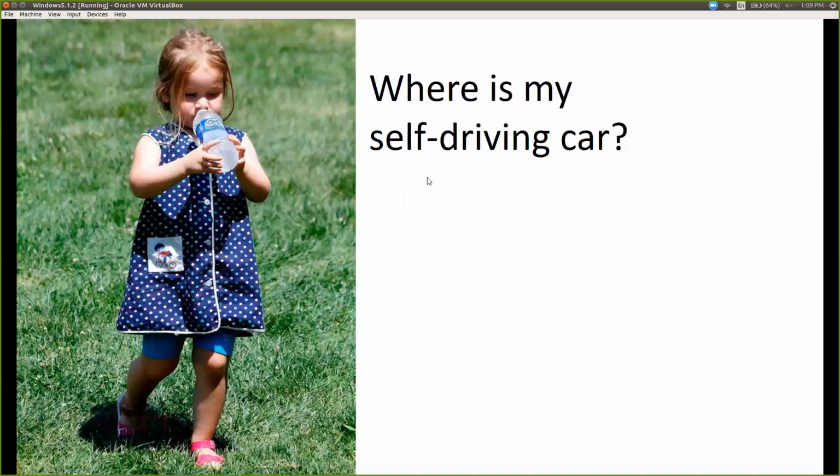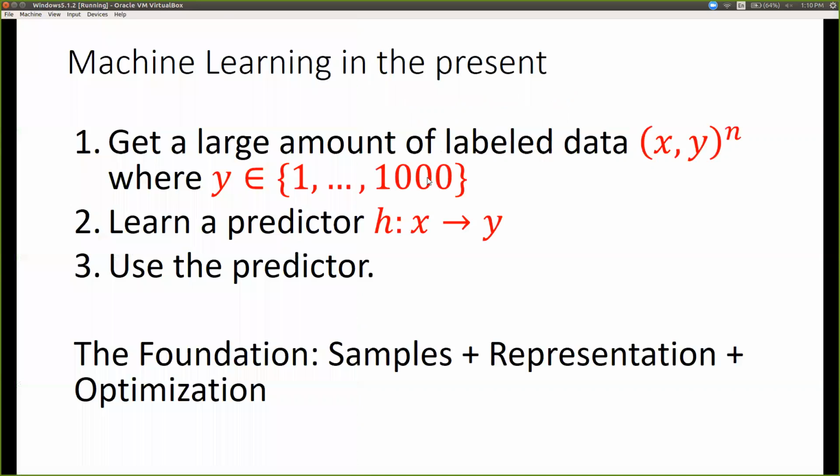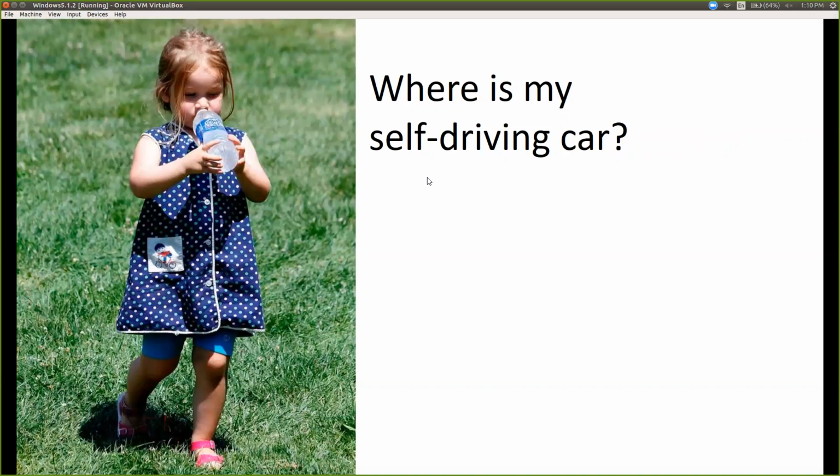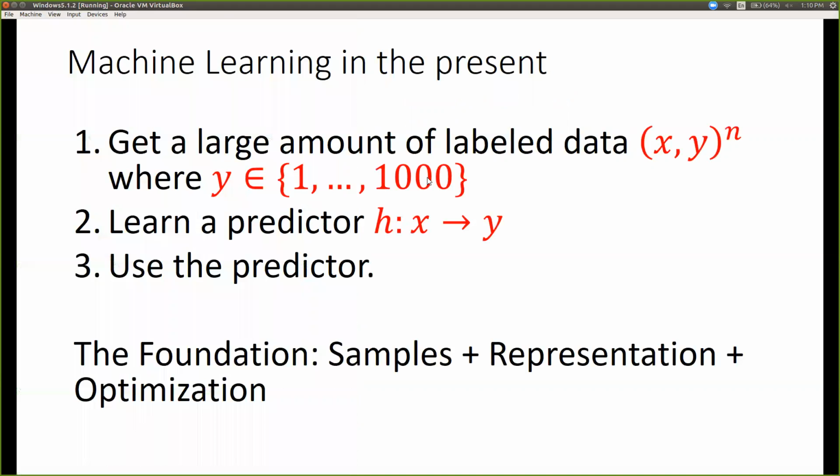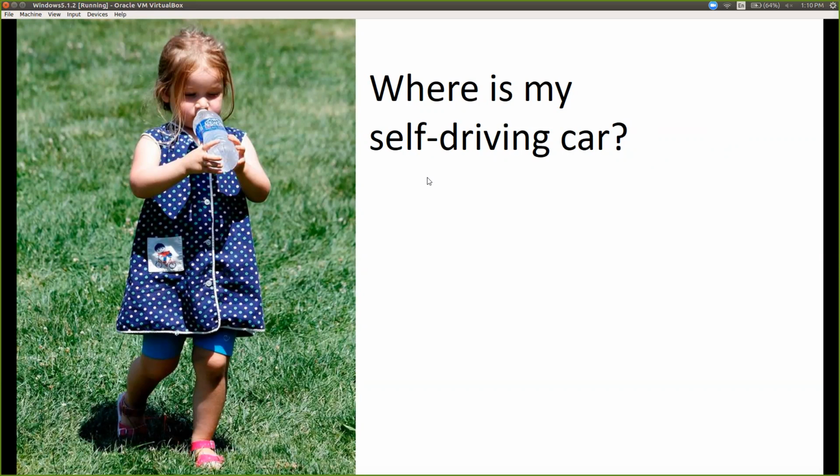But this is my daughter. She constantly asks me about self-driving cars, right? And the gap between supervised learning and self-driving cars is pretty enormous. It's enormous in many ways, which I want to try to get at in the class.